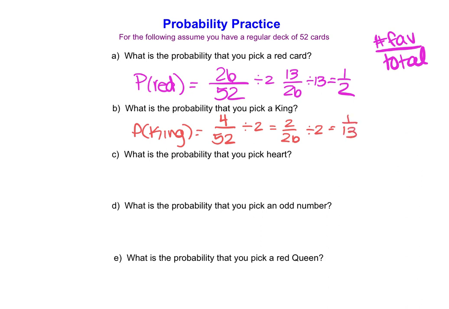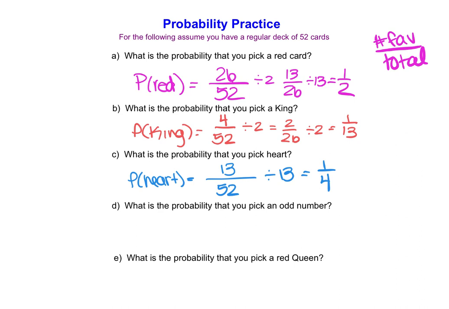The next one says, what is the probability that you pick a heart? Well, when I look at my deck of cards, I notice that I have 13 possible hearts. So my number of favorable outcomes is 13. And then from here, for the probability that I pick a heart, on the bottom we put the total, which is 52. So for each of these, we can divide by 13 to get a probability of 1/4.